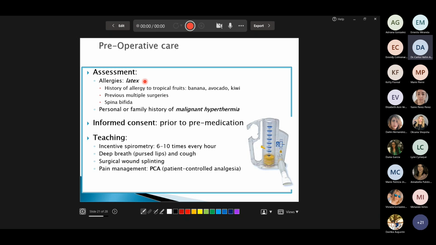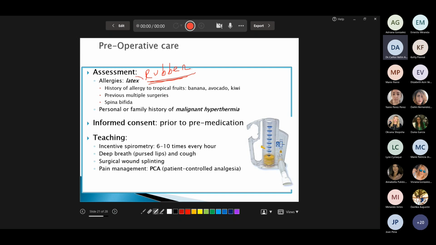You are expected in your admission assessment to make the proper questions to rule out the possibility of latex allergy. You are going to ask about latex allergy directly, but also you can exchange the word latex for rubber because rubber and latex are the same. If you are allergic to rubber balloons, to rubber toys, to rubber flip flops, it is the same as being allergic to latex. These are being tested, so anyone that doesn't know that, you need to know that.